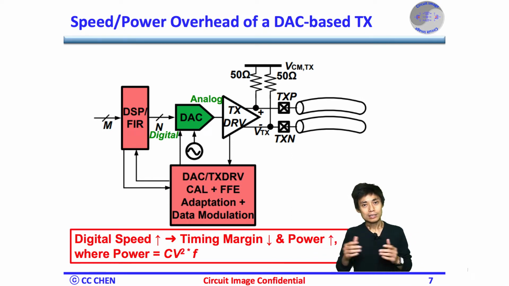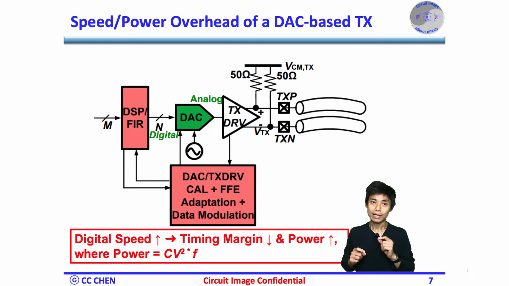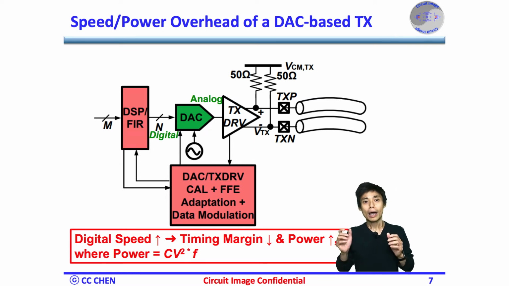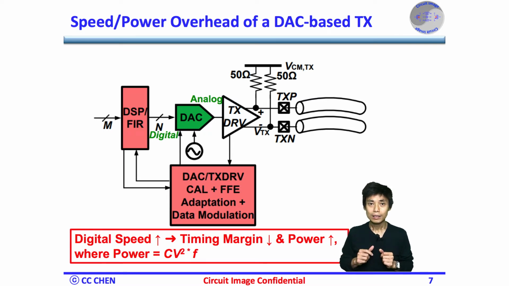So the power overhead from the digital gates could be much worse than the analog TX driver or the DAC itself. This is the main reason some people may still want to keep the analog-based TX, due to its simple circuit implementation without any power overhead, which means little design overhead in power, schedule, and resource in the FFE implementation.